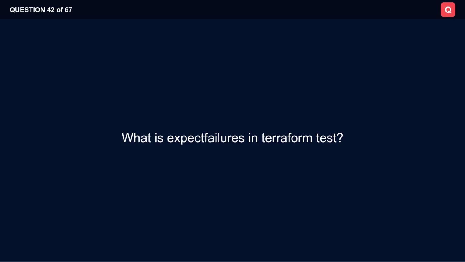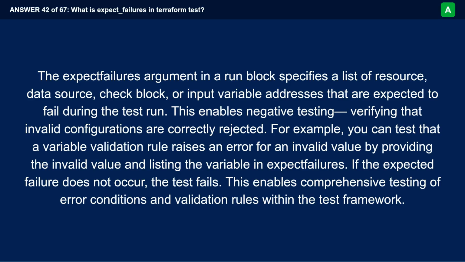What is expect_failures in Terraform test? The expect_failures argument in a run block specifies a list of resource, data source, check block, or input variable addresses that are expected to fail during the test run. This enables negative testing, verifying that invalid configurations are correctly rejected. For example, you can test that a variable validation rule raises an error for an invalid value by providing the invalid value and listing the variable in expect_failures. If the expected failure does not occur, the test fails. This enables comprehensive testing of error conditions and validation rules within the test framework.